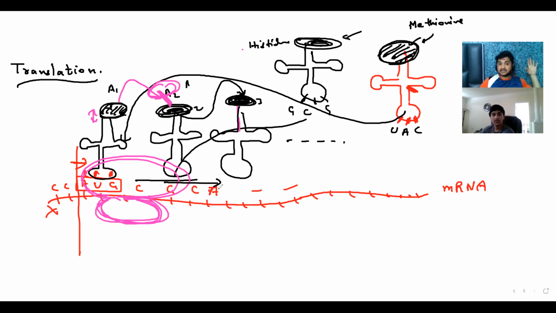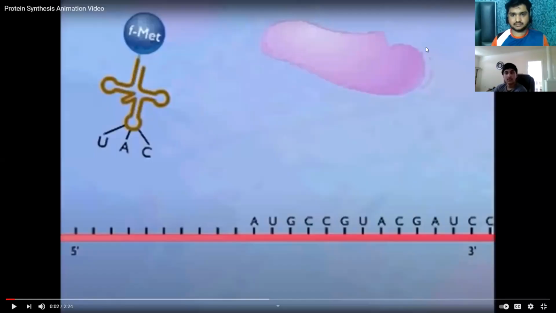This rRNA is going along with that. And finally, when the stop codon comes, suppose UAA, this process will stop or not? Say it again, UAA, stop codon. Remember. So it's going to stop, and this process is going to end here.